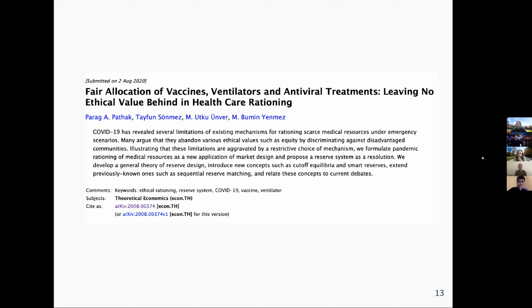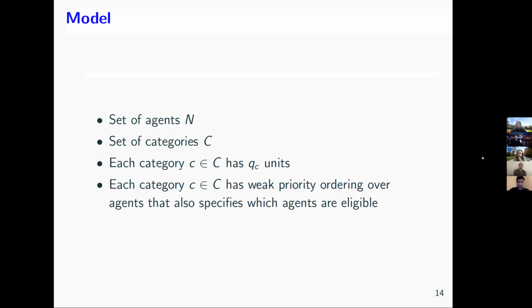And one part of the title, in fact, explicitly states that we don't want to leave out any ethical values behind in healthcare rationing. So let me just go over the very basic version of the model considered by these market designers. They've come up with a very general model, which not only applies to healthcare rationing, it also applies to many other rationing problems. So there's a set of agents. We just use a general term agents rather than patients because this model applies to many contexts.